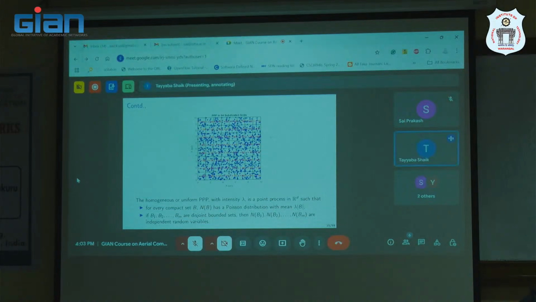So this is again when you divide it into 64 subgrids, you see the same intensity in each of the grids, showing that the process is homogeneous. And this definition has already been introduced in the previous slides, so I'm skipping it for now.